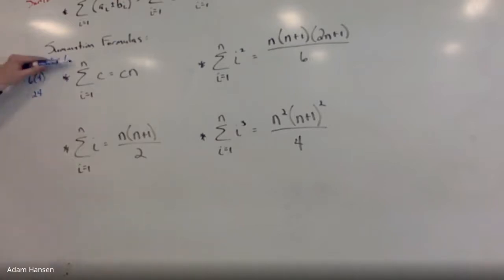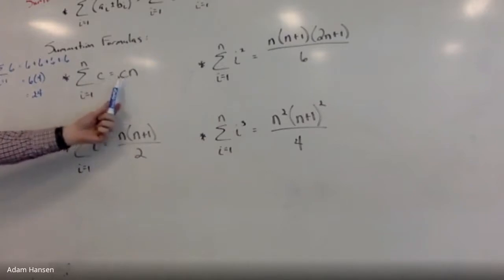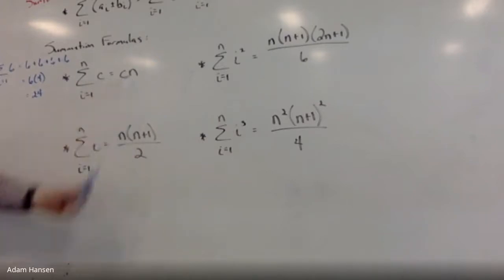N represents how many different terms there are. They're all the same constant. So the total summation is that constant multiplied by how many times you've added it together.